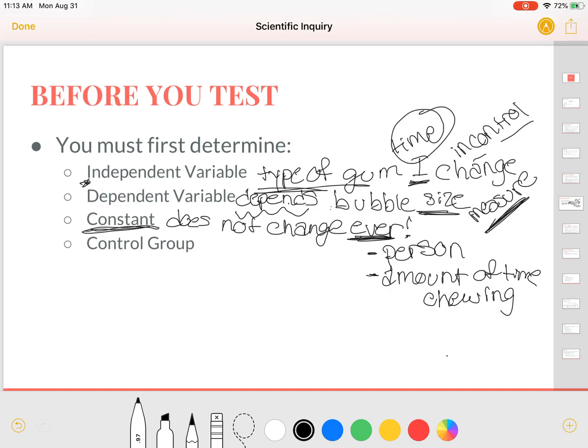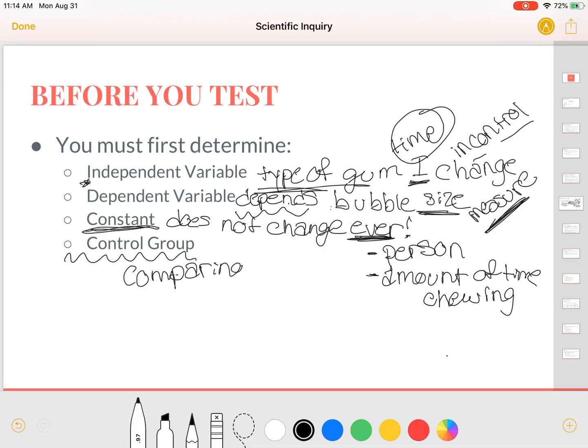So you need to make sure that with constants, this is everything that would affect our experiment without meaning to. Constants are something that has to stay the same the whole entire time. Your control group, this one is always kind of the hardest to figure out. Your control group is what we're comparing everything to.